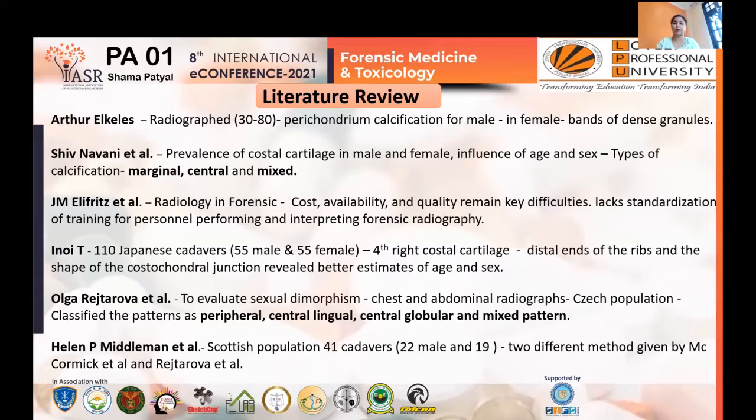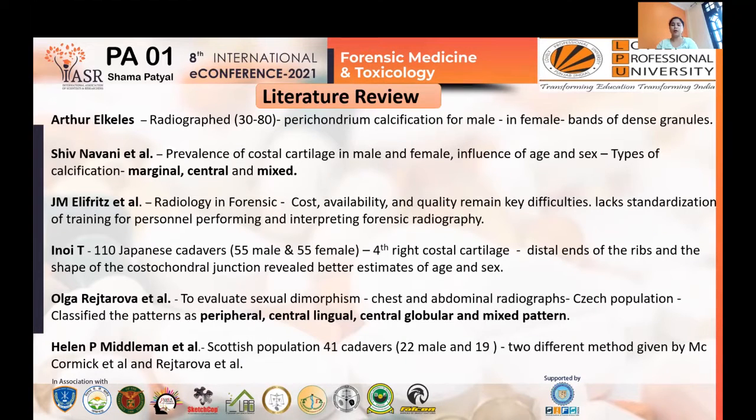Now, Olga Richardova in 2004 studied Czech population and took 1044 chest and abdominal radiographs. He divided central calcification pattern further as central lingual and central globular. Helen P. Middleman in 2015 studied cadavers of Scottish population both by McCormick and Richardova pattern of calcification, but none of these methods help in correct sexing. So he used a new method based on calcified deposits.